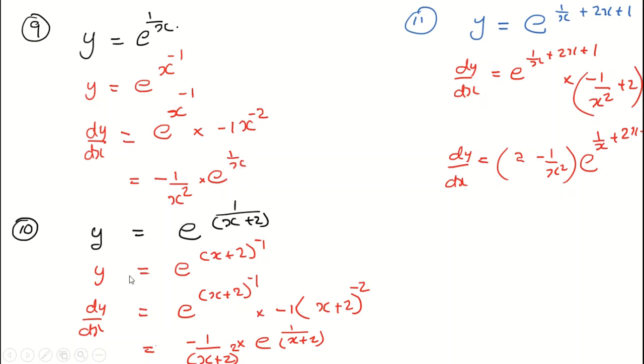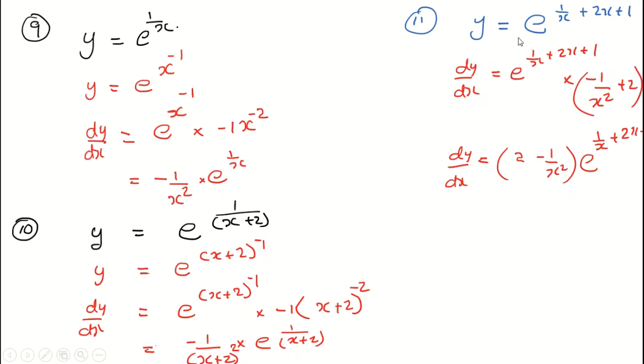If we take another example, y equals e to the power 1 over x plus 2. Again algebraically we process it so that we can differentiate. y is equal to e to the power x plus 2 to the power minus 1. dy over dx is equal to e to the power x plus 2 to the power minus 1, and then when you differentiate x plus 2 to the power minus 1, minus 1 x plus 2 to the power minus 2. So this could be written as minus 1 over x plus 2 squared into e to the power 1 over x plus 2. Here we use that chain rule, right?